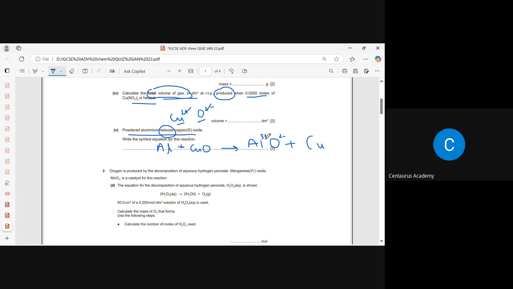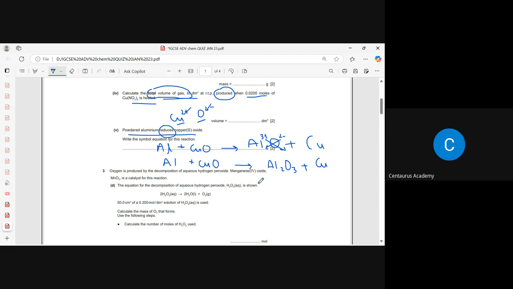Then, since you see that they are not similar charges, you can't cancel it out. You're going to swap and drop. So this 2 is going to come as a subscript with aluminum. It becomes Al2, and then with oxygen, there's going to be 3, written as a subscript, plus Cu. Now, at the end of the question, 1 mark is basically to write down correct chemical symbols and correct chemical formula of the particular reactants and the products.